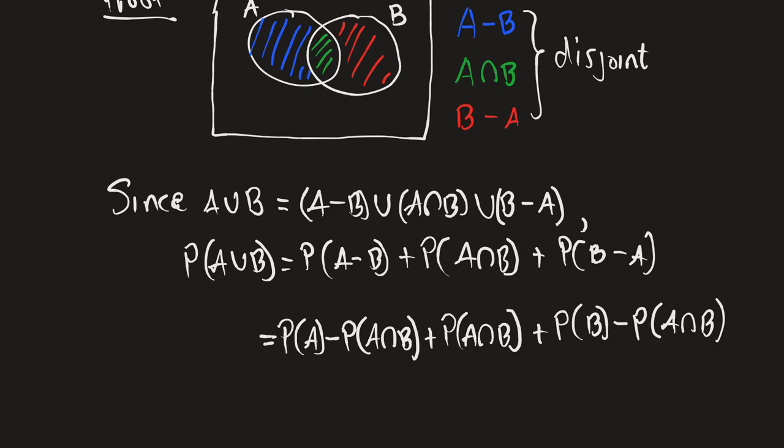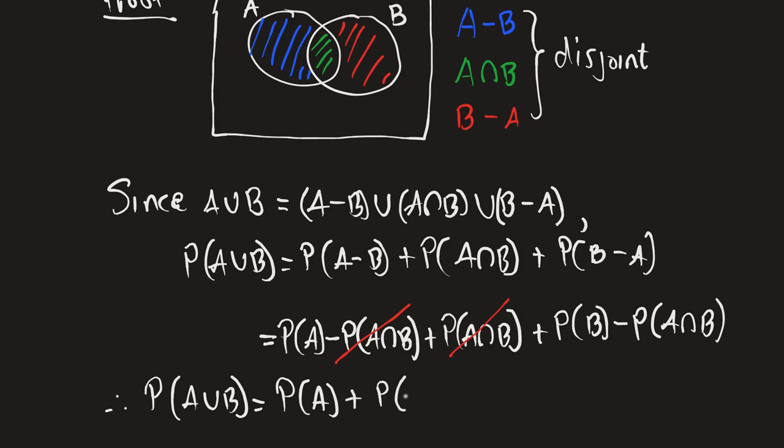And what happens is now you should be able to see the result. These two terms will cancel out, and what I am left with is exactly what the theorem says. So therefore, the probability of A union B is equal to the probability of A plus the probability of B minus the probability of the intersection, right?